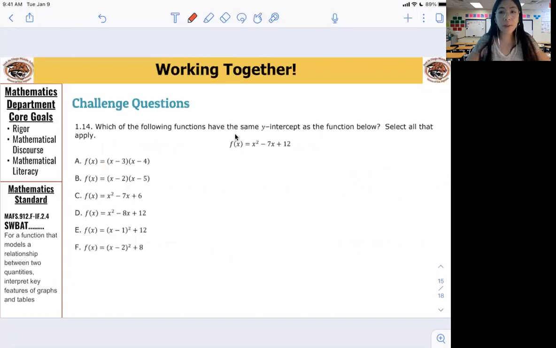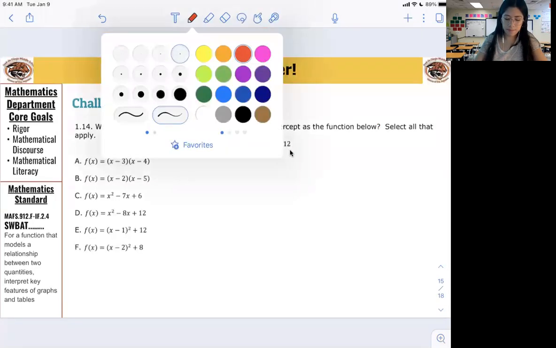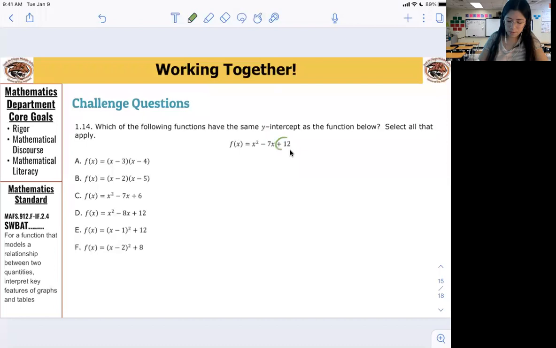So this one was also from your quiz. Which of the following functions have the same y-intercept as the function below? So here's our function. What is the y-intercept? The y-intercept is 12.